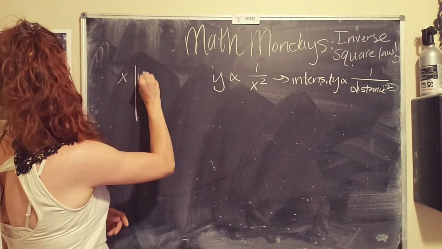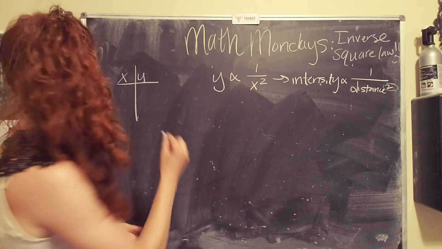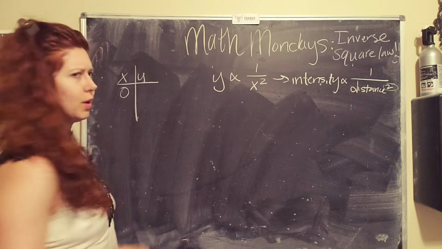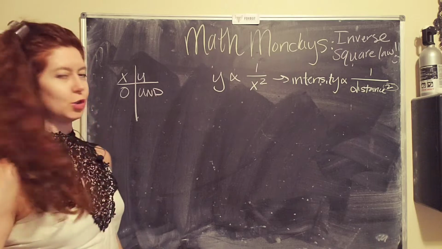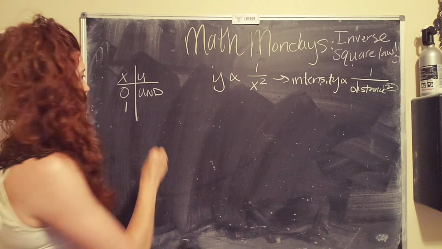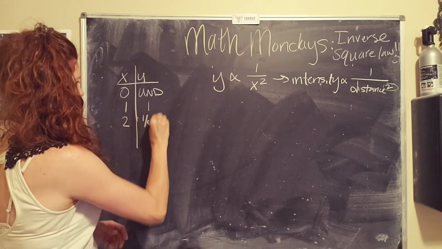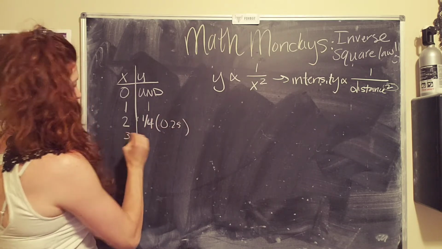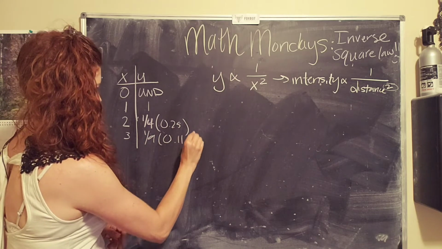We're going to make a table of some representative values. Since y depends on x, we pick x first and we calculate y. If x is 0, 1 divided by 0, we can't do that. That's called undefined, or UND for short, because again, I'm lazy. If x is 1, you have 1 over 1 squared, so y equals 1. If x is 2, you have 1 over 4, so 1/4, or 0.25. If x is 3, you have 1 over 9, so 0.11.